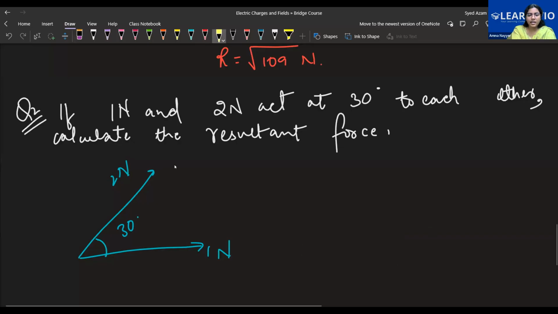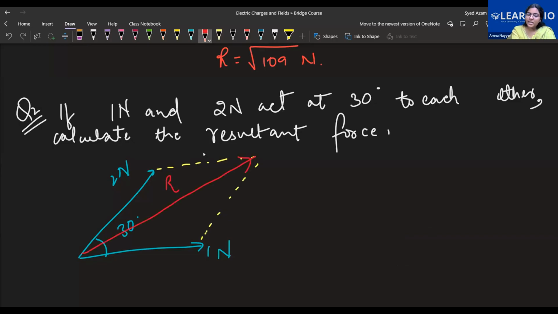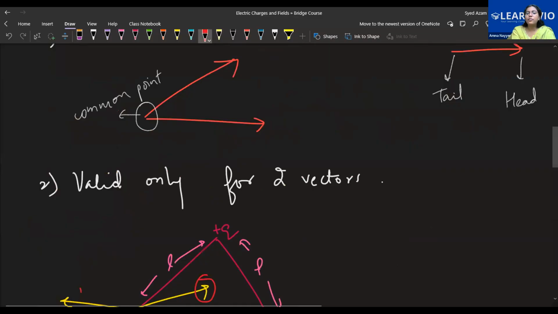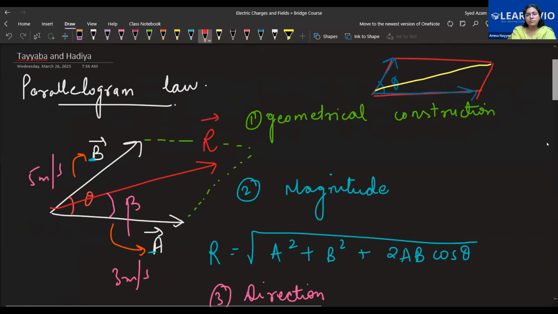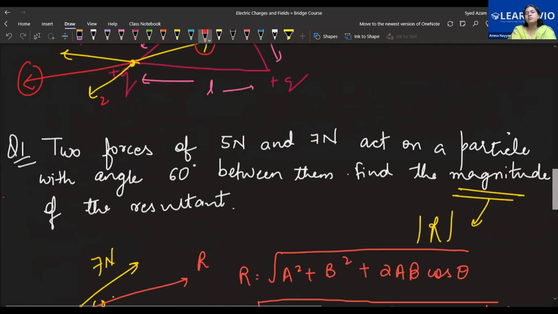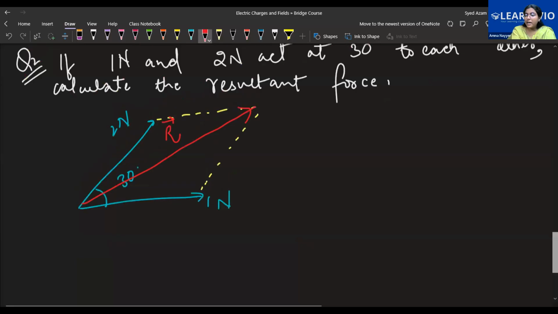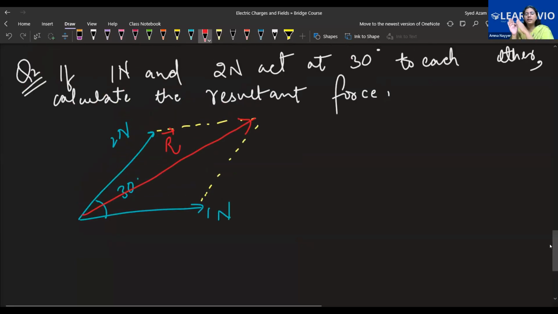So we'll construct it first. This is somewhat how our parallelogram should look. We'll join the diagonal. The resultant will represent the diagonal. This is important when you have multiple vectors. I think I told you that it solves only two vectors at a time. This is valid for two vectors only. For multiple vectors, we keep on reducing: first two vectors, then two vectors, then two vectors, like this. So this is the resultant.